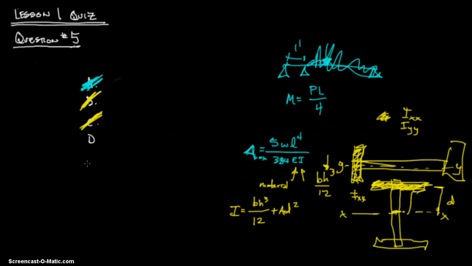D: stiffness and strength are structural terms that may be used interchangeably. And I'm guessing this is going to be our answer. But can stiffness and strength be used interchangeably? I would say no, because remember, stiffness is more based on deflection. How much is it going to deflect? And that's based right here. And strength is more about what your material strength is, your Fy, or your stress in bending.